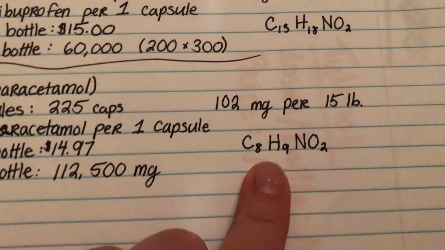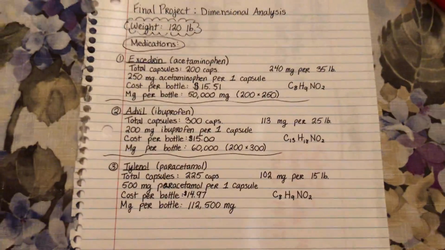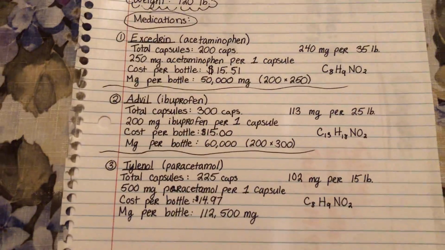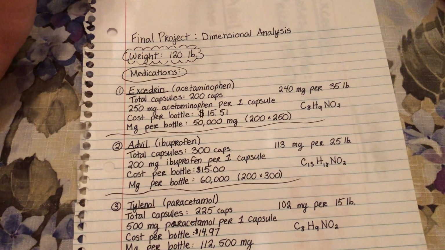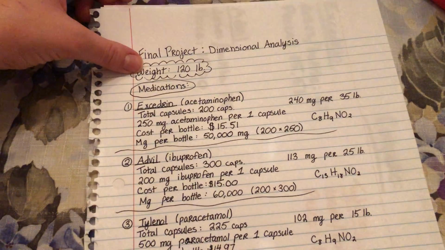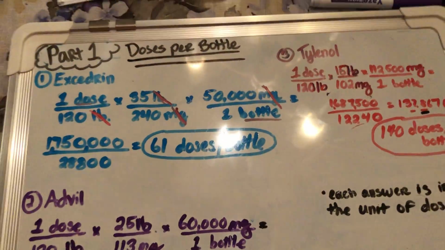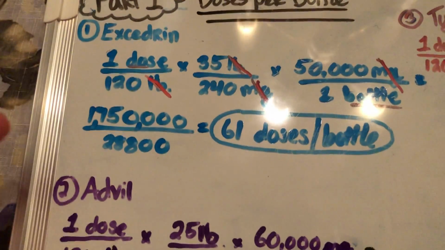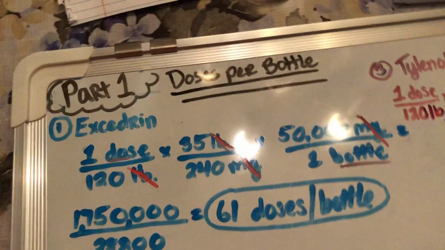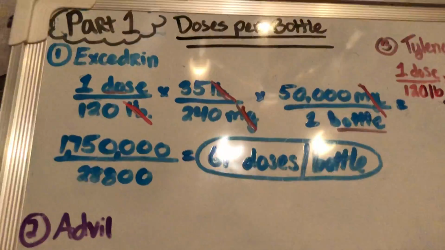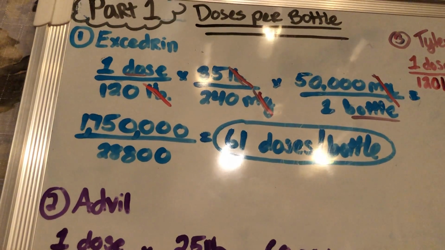So it is C8H9NO2. This is what I was given, and this is what I'm going to use to figure out the cheapest option for my headache, per body weight, and then cost per molecule. Part 1 I have written out here. I did this once and I forgot to mention something, so I'm doing it again. I'll walk through this whole thing.